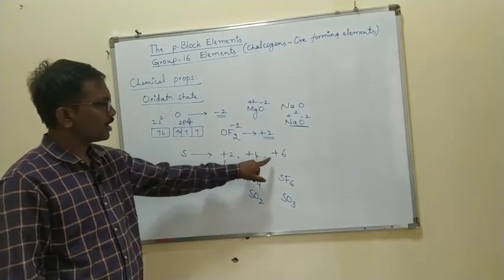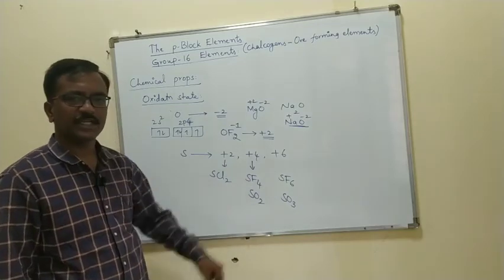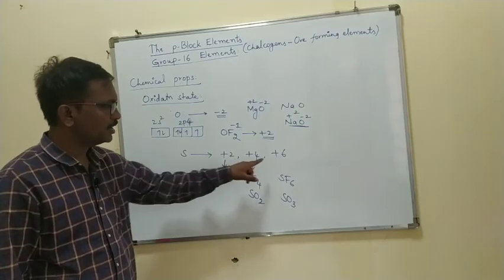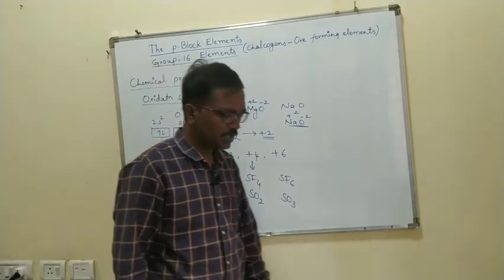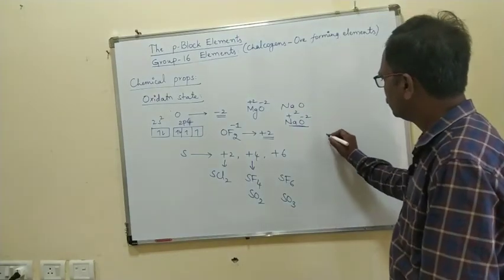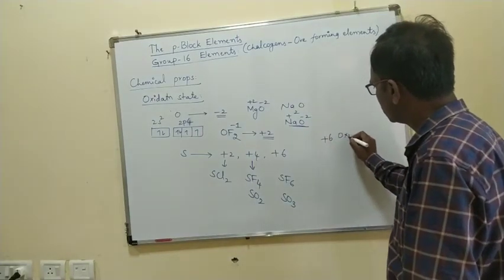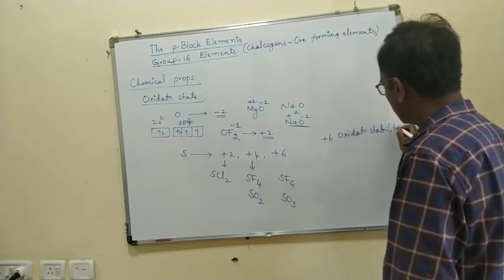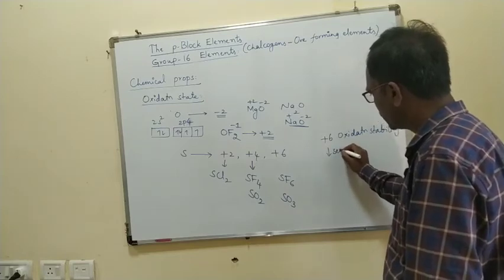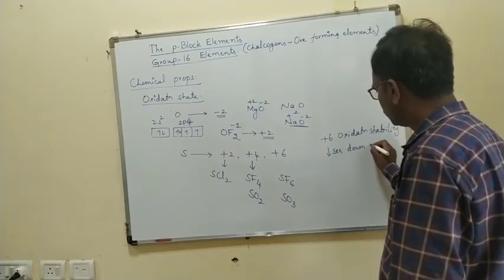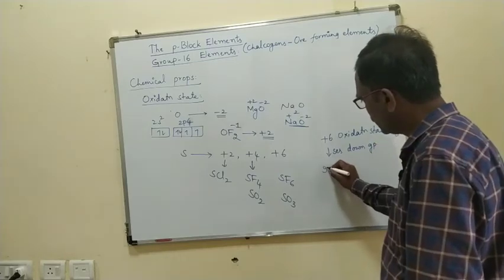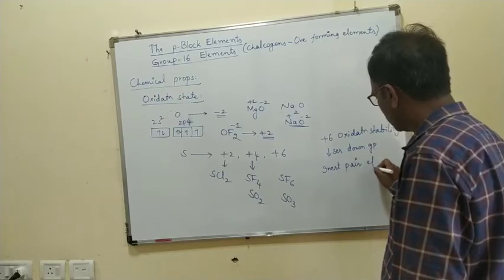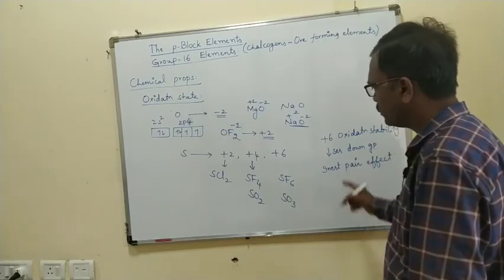You have studied that the stability of the +6 oxidation state generally decreases down the group. What is the meaning of that? The stability of +6 oxidation decreases down the group. What is the reason for that? The inert pair effect.